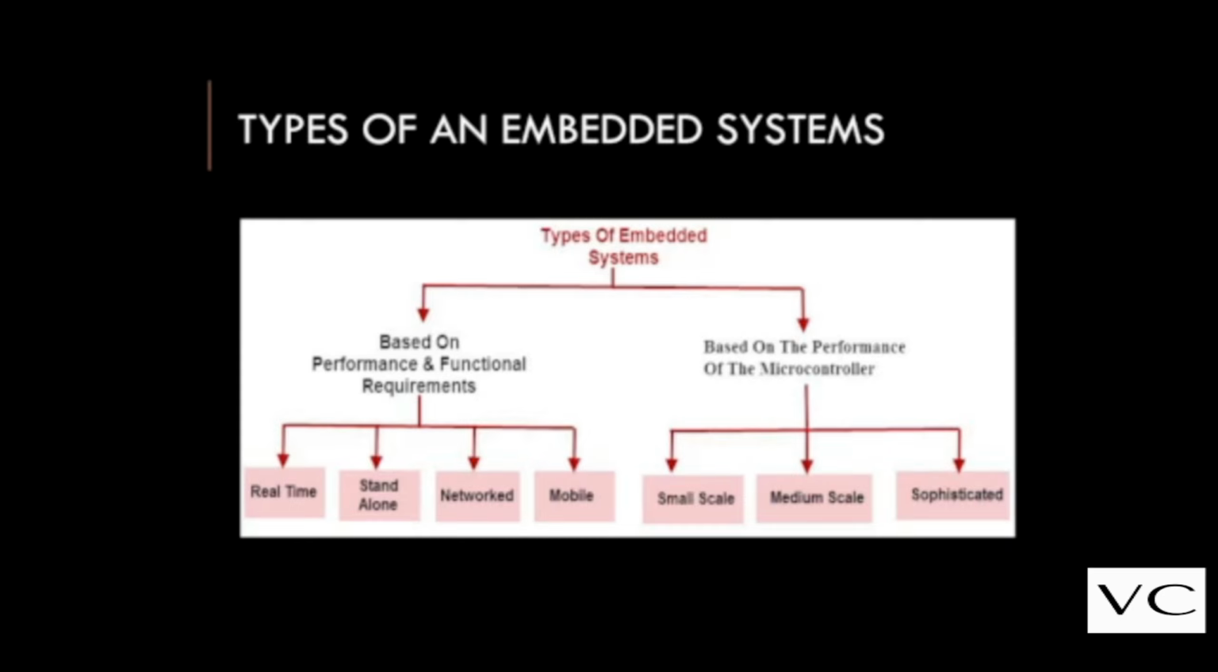If we talk about the performance of the microcontroller in the embedded system, then there are three kinds of systems: small scale, medium scale, and sophisticated. The major difference between these three systems is the type of microcontroller being used. It can be 8-bit, 16-bit, or 32-bit based on the scalability. Also, the power consumption of a sophisticated embedded system is quite high because it's quite complex compared to the small and medium scale. Likewise, small scale has the minimum power consumption because they are less complex devices.